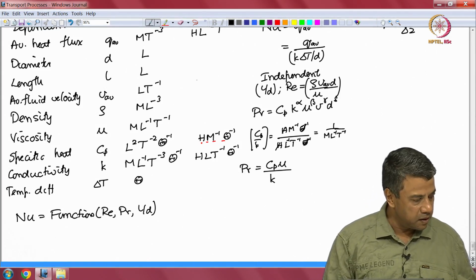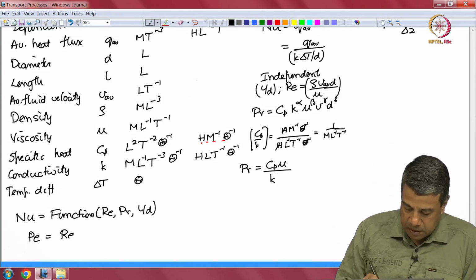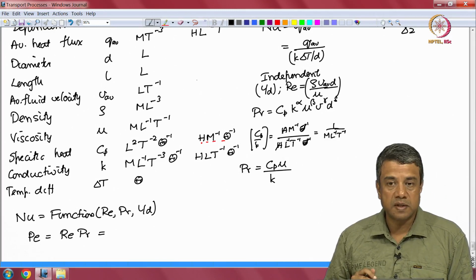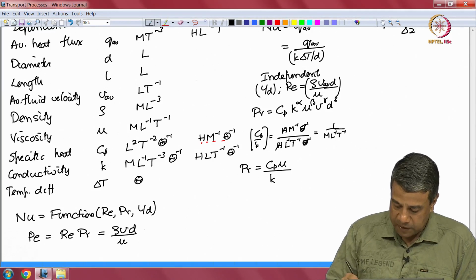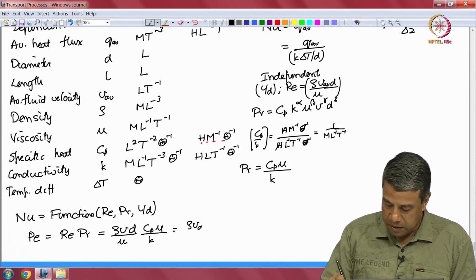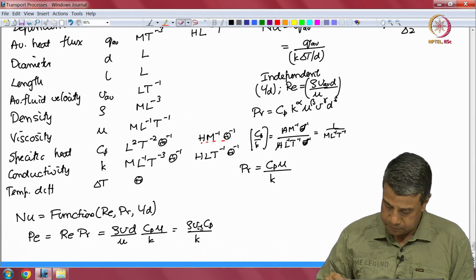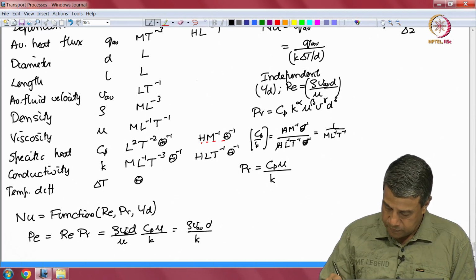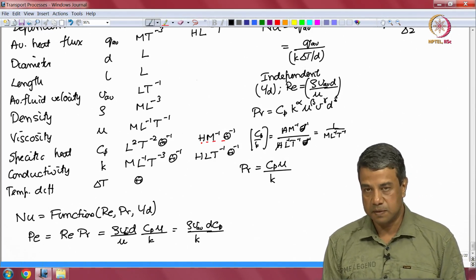I can get an alternative relation for the dimensionless group as a Peclet number, which is equal to the Reynolds number times the Prandtl number. Expressed in this form, the dimensionless group is independent of the viscosity. So, you get rho V D by mu into Cp mu by K, which is equal to rho V D Cp by K. This is independent of the fluid viscosity. It depends only on the velocity and the thermal conductivity.